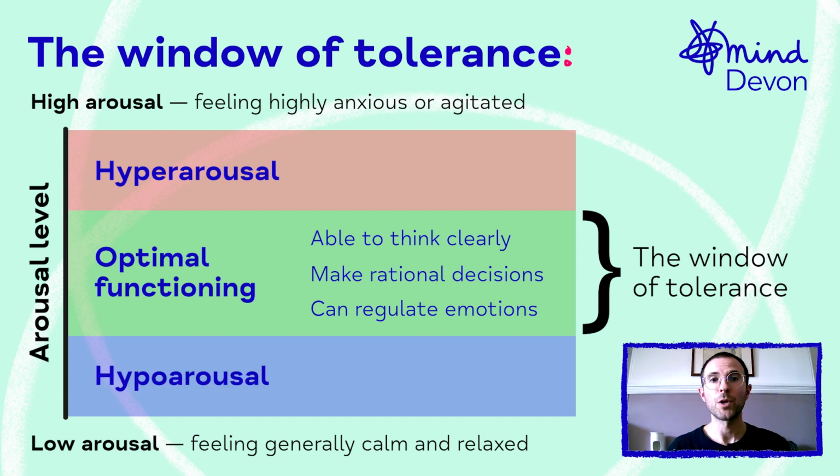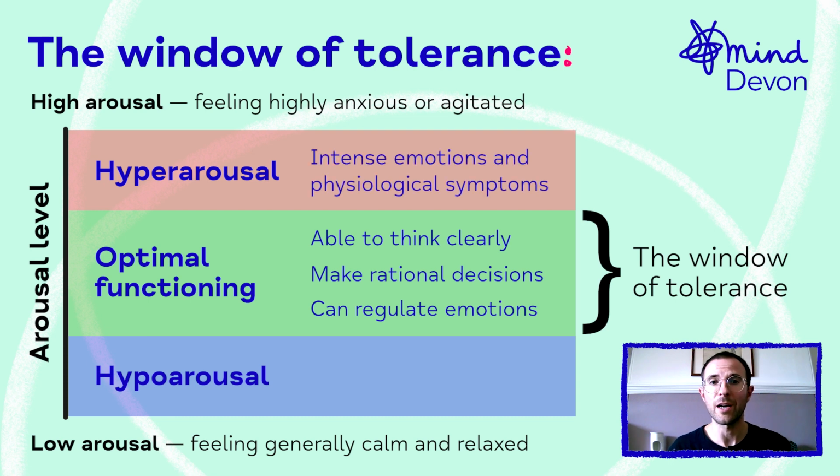Hyperarousal occurs when a person's arousal levels become too high. They may experience intense emotions such as panic, anger, or anxiety. In this state, it becomes challenging to think clearly or make rational decisions. Physiological symptoms like increased heart rate and shallow breathing are also common.